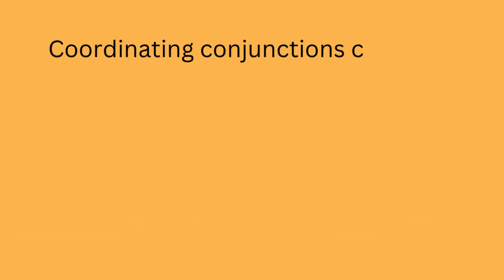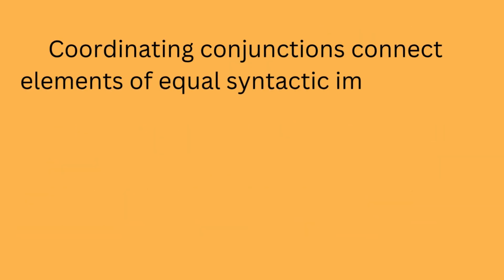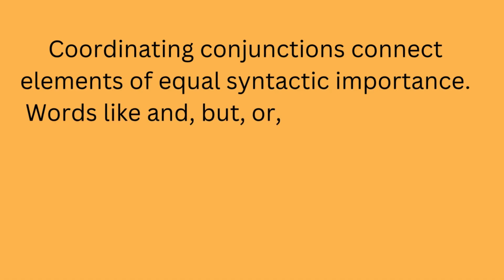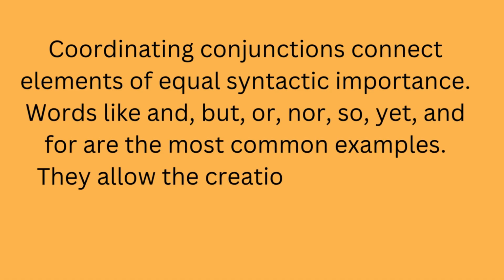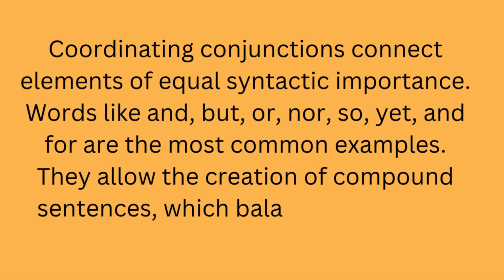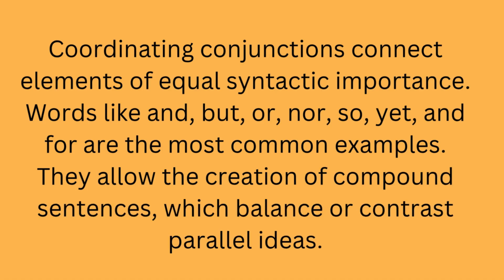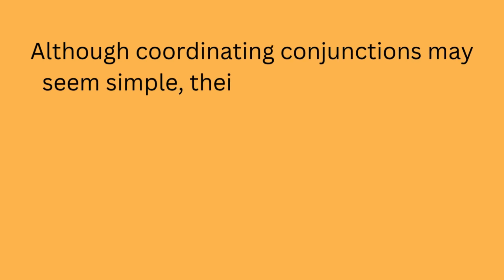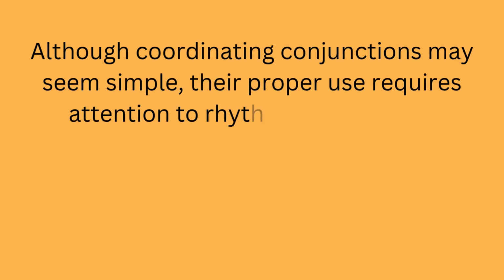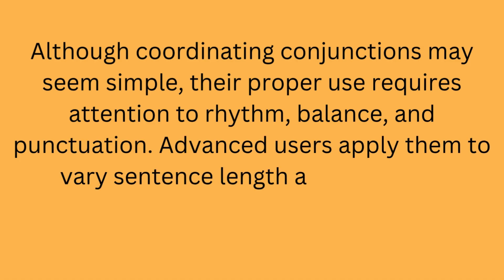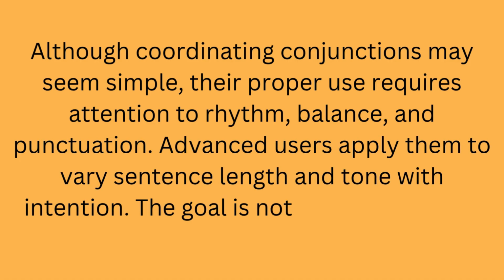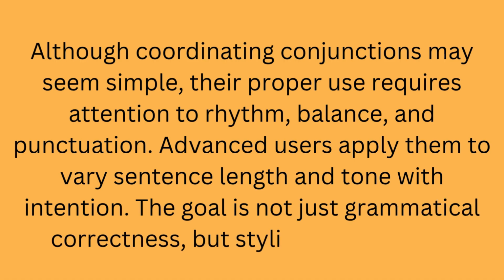Coordinating conjunctions connect elements of equal syntactic importance. Words like and, but, or, nor, so, yet, and for are the most common examples. They allow the creation of compound sentences, which balance or contrast parallel ideas. Although coordinating conjunctions may seem simple, their proper use requires attention to rhythm, balance, and punctuation. Advanced users apply them to vary sentence length and tone with intention. The goal is not just grammatical correctness, but stylistic refinement.